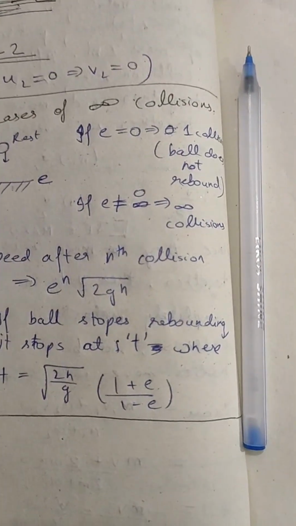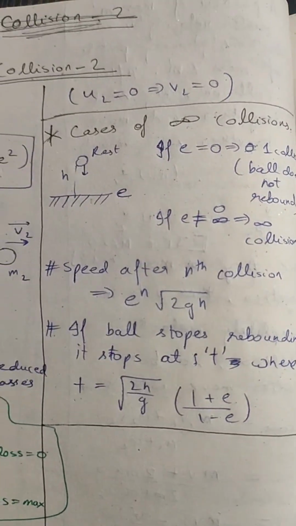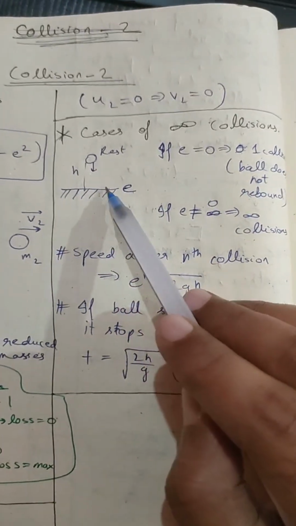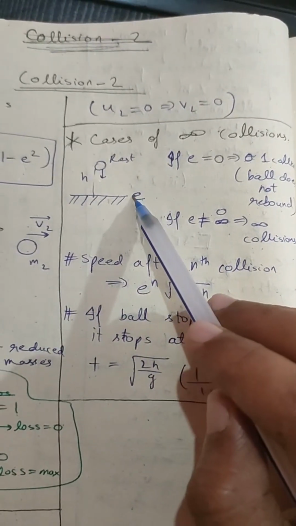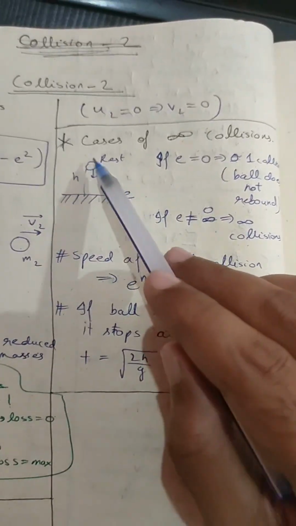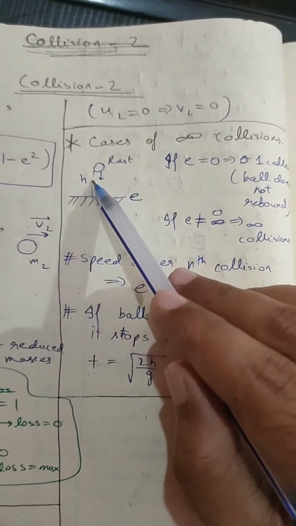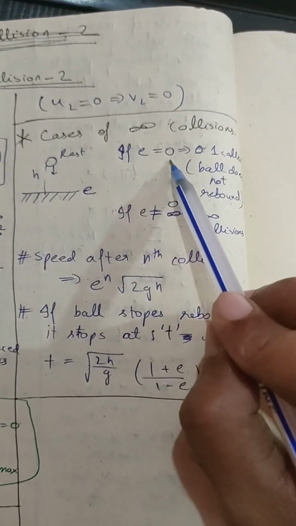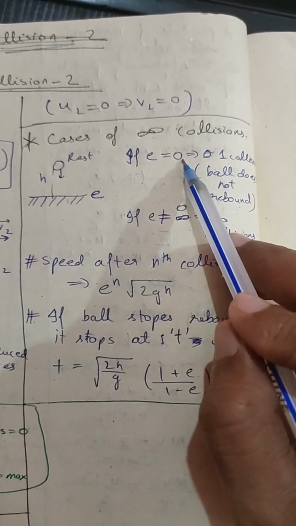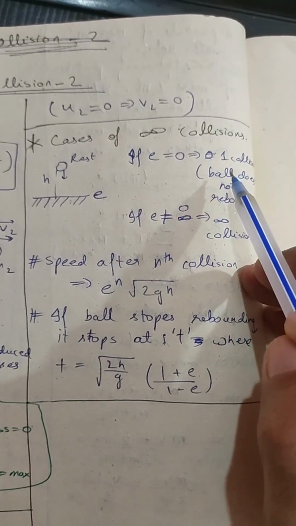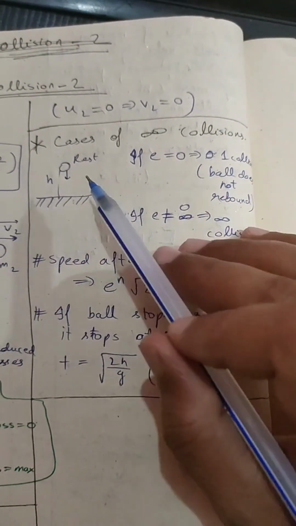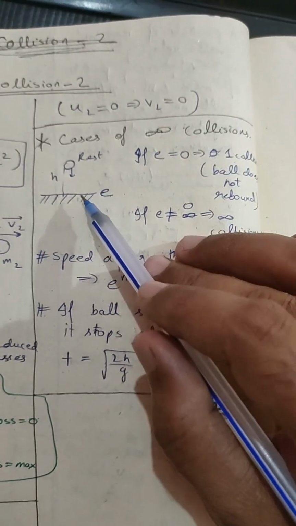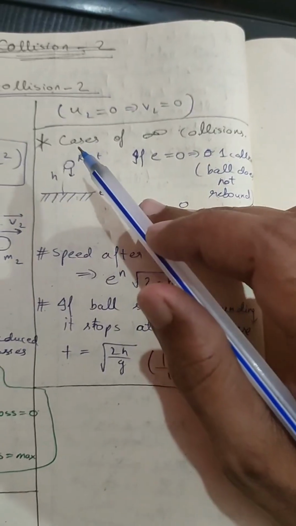Here it is saying that let's say we have a flat surface with a coefficient of restitution equal to e, and we drop a ball from rest on the ground from height h. If e is equal to 0, then only one collision will take place. That is, the ball will not rebound; it will reach the ground and there will be only one collision with the ground. It will not rebound or move again.